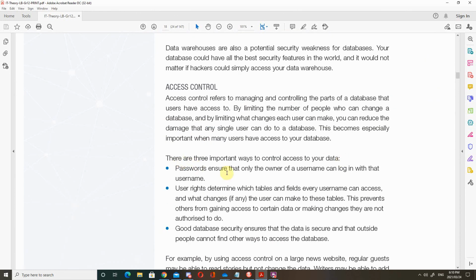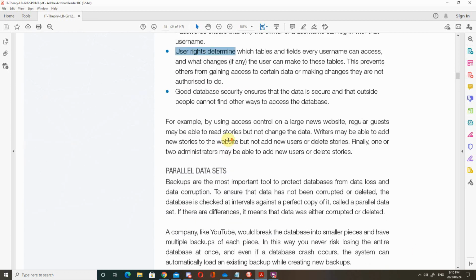Access control, three ways to access control. Okay, you can use passwords to protect our information. We can have user rights, so only certain people will have access to certain files. So we can allow, like, the finance people to have access to all staff finances, but then the warehouse manager could have access to all the warehouse information but not the staff salaries and so forth. And then good database security, so that's our biometric scanners and stuff.